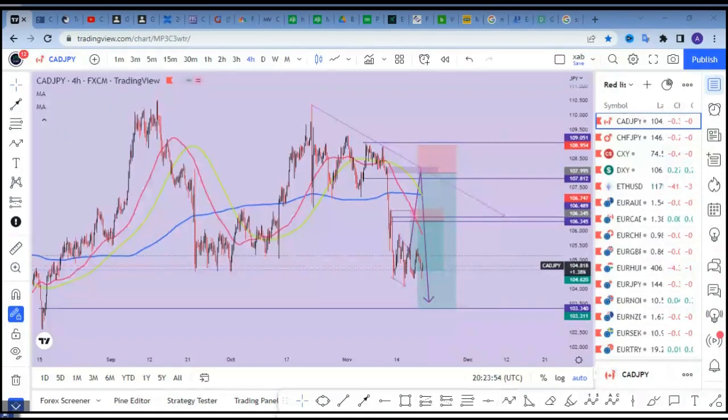So that's the expectation. Please endeavor to mute your mics so that we do not compromise the audio quality, please. So that is CAD JPY. All right, and the next request, CAD CHF and GBPJPY.